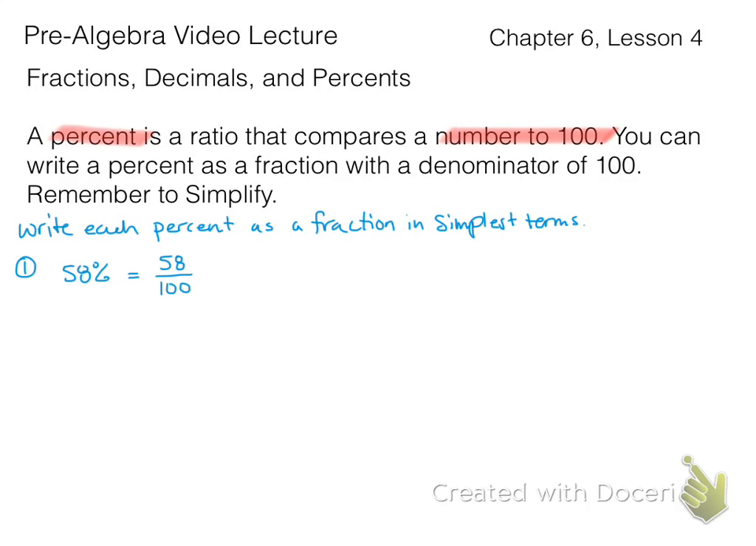So 58 compared to 100 is just 58 over 100. But we do need to simplify this. So I'm going to make some factor trees and know that 2 goes into 100 50 times, 2 goes into 58 29 times. We're going to cancel out what we have the same on the top and the bottom, and that's going to give us 29 over 50, which is the same as 58%.